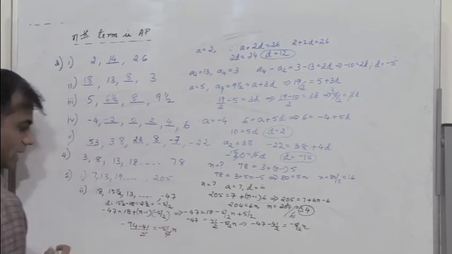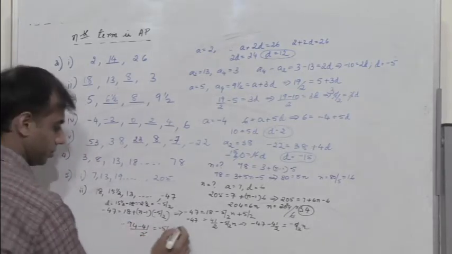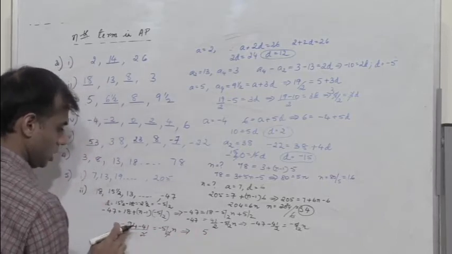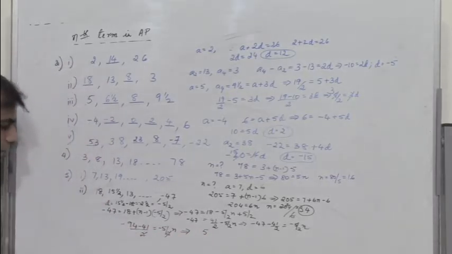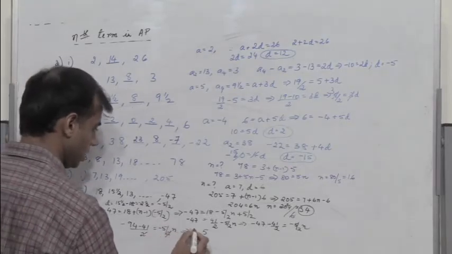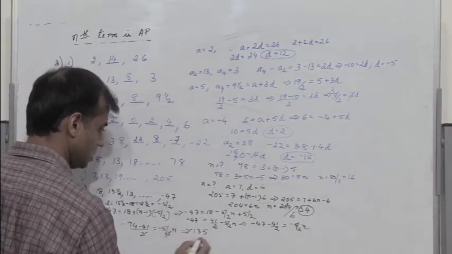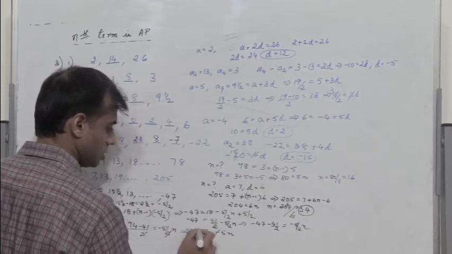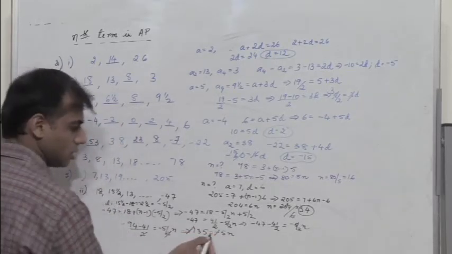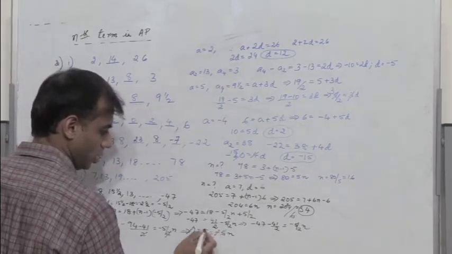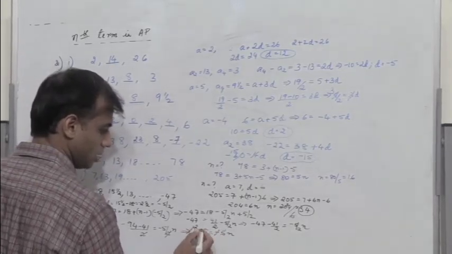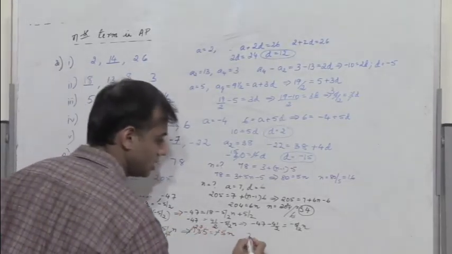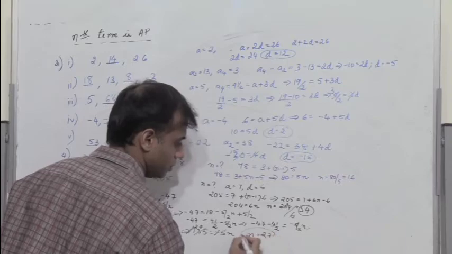So 2 will get cancelled. So here 94 plus 41 is going to give me 135, minus equals minus 5. Right? So minus gets cancelled. So 135 by 5. So if I divide, I get 27. So the value of n is 27.